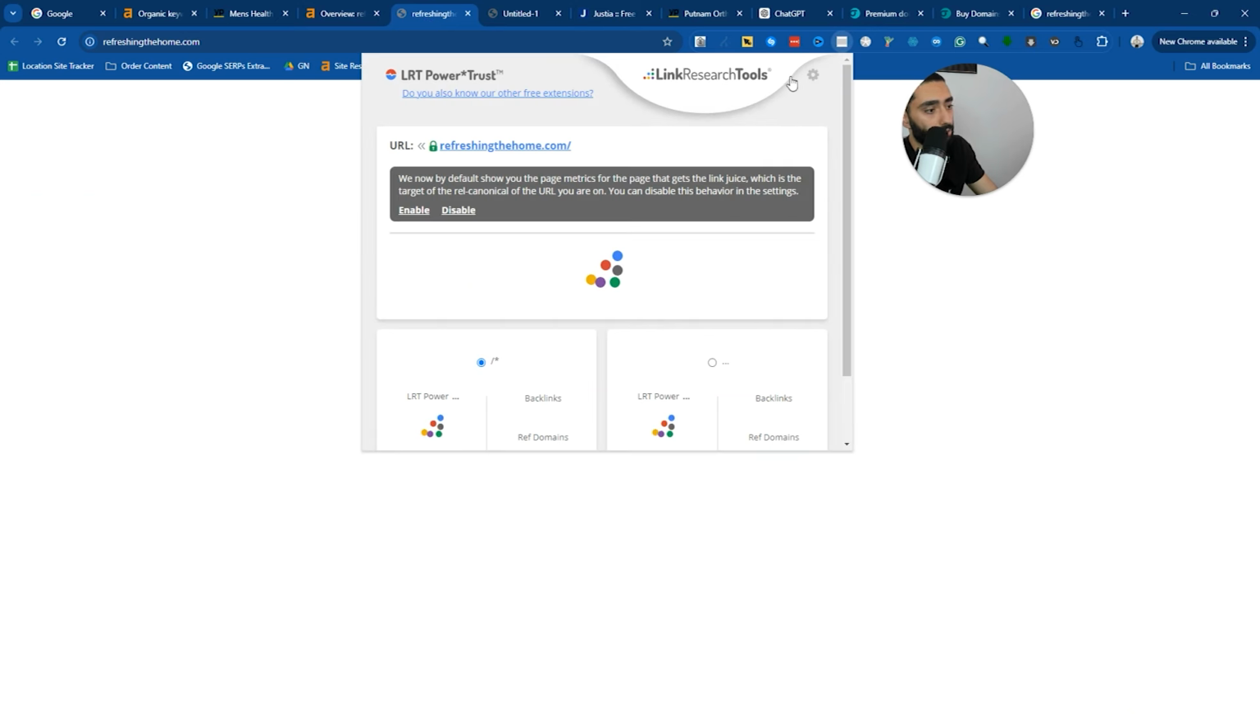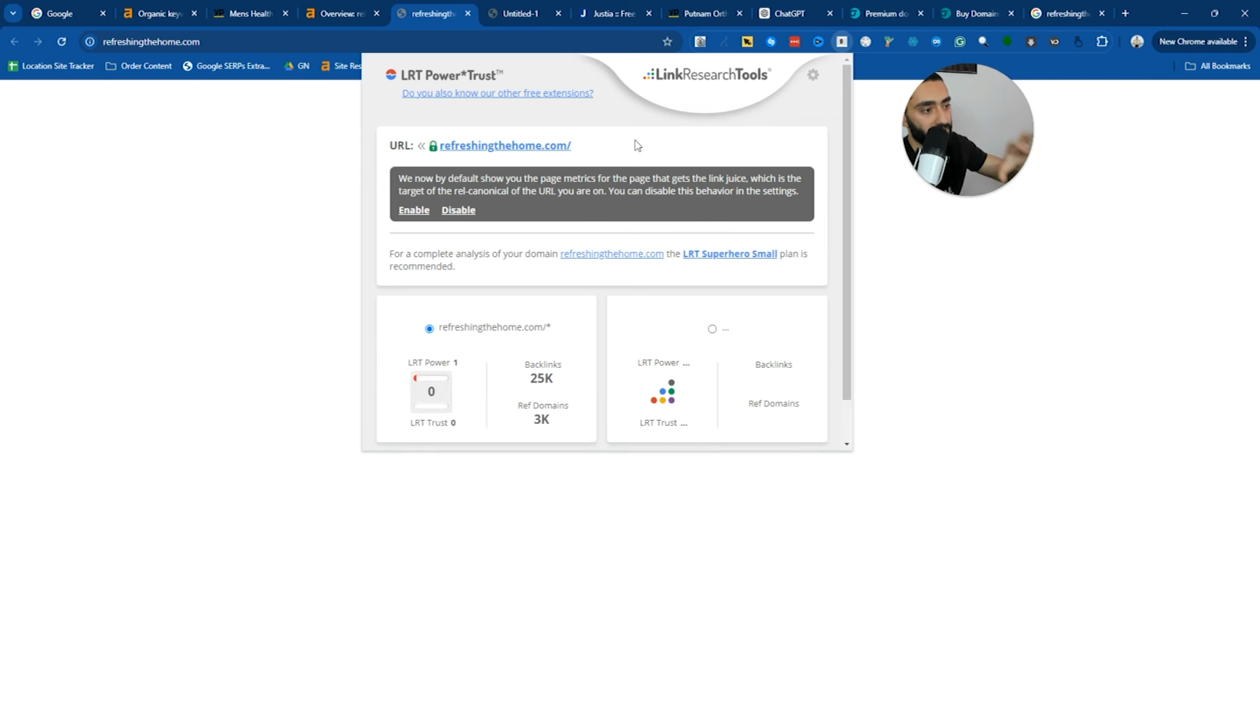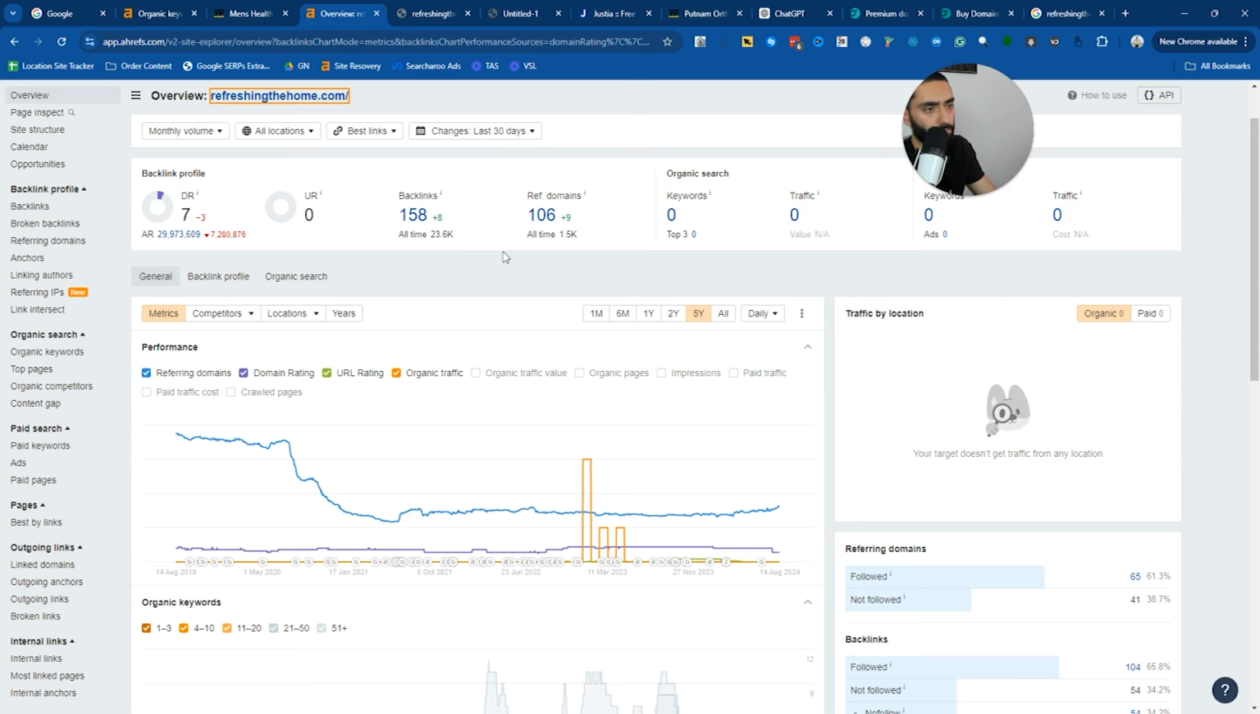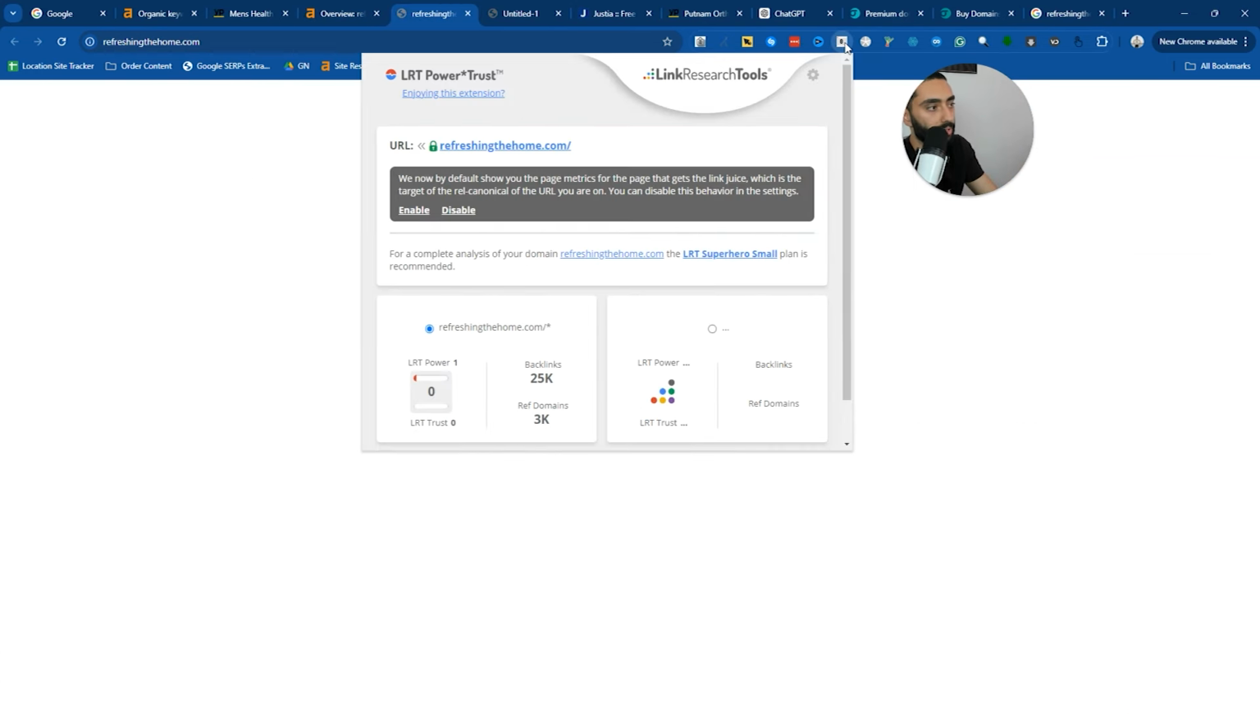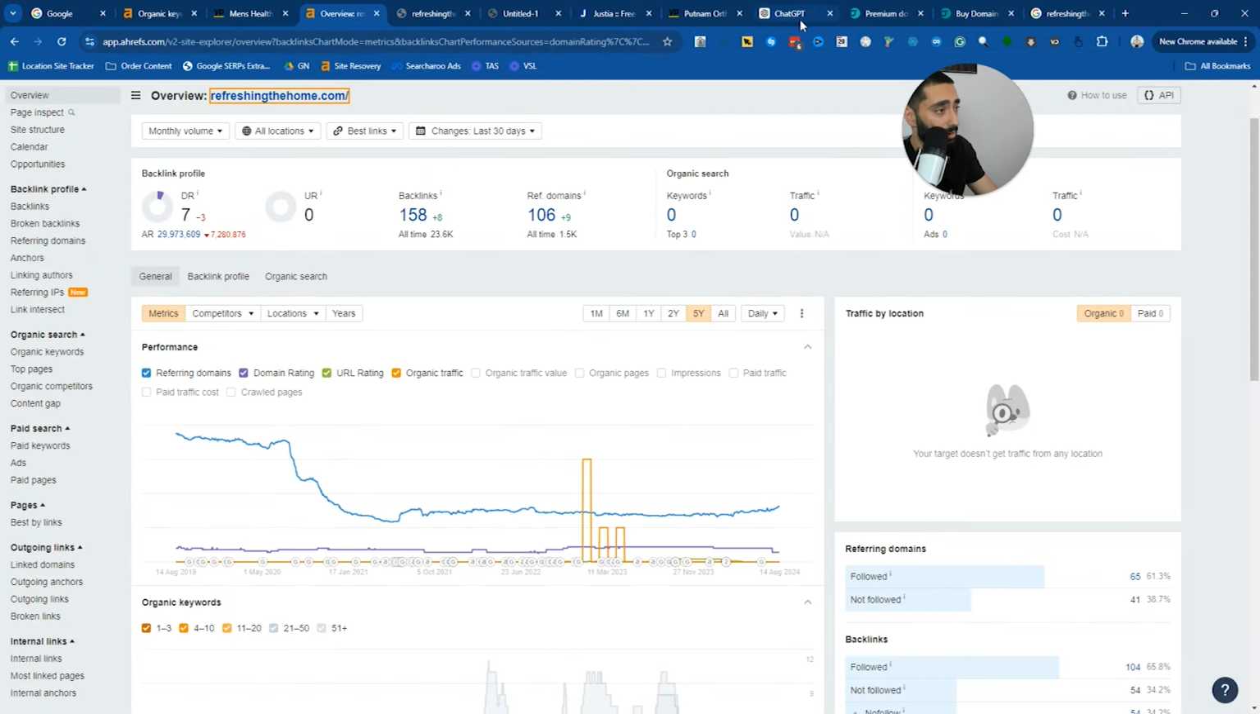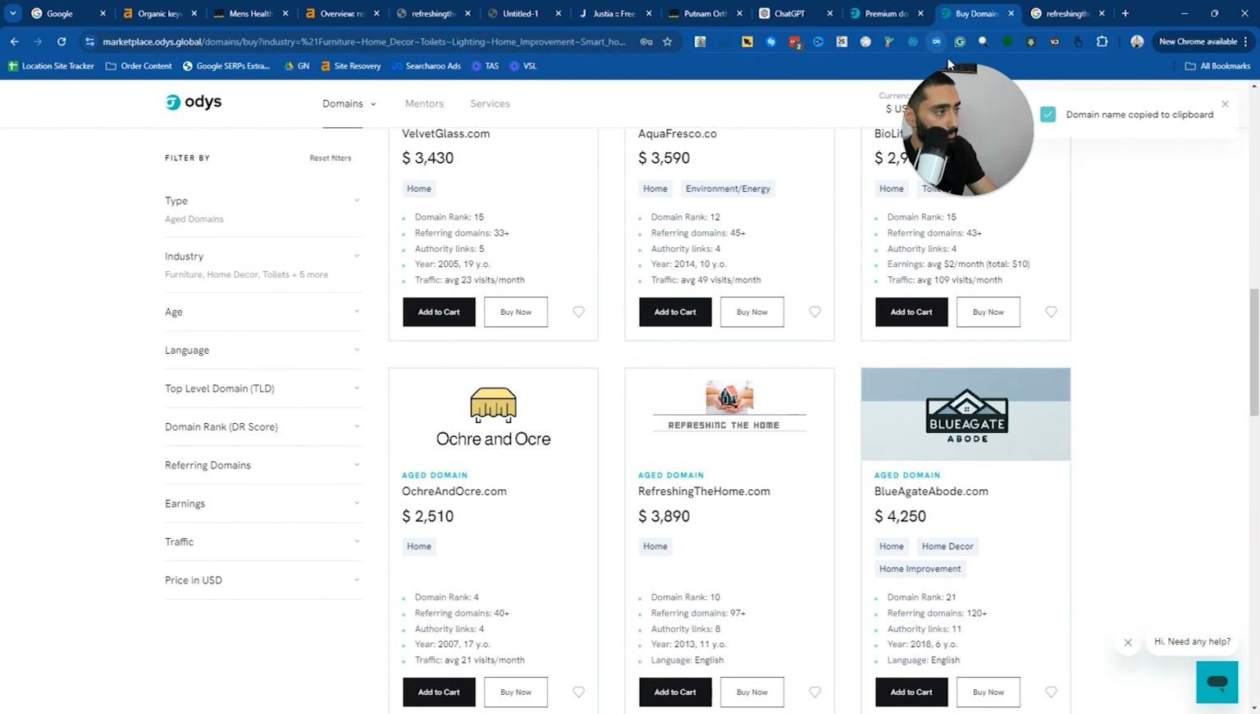But get the LRT Chrome extension. This is completely free. Again, what I will do is in the email, I'll make certain that they actually include this. With LRT, it actually shows a lot more backlinks and referring domains than Ahrefs does. So for example, we actually have 25,000 backlinks and 3,000 referring domains. However, Ahrefs, it's not showing any of that. So the good thing is you can actually get a much higher bang for your buck. You can actually get a lot more links than what you think you're getting if you install this Chrome extension.